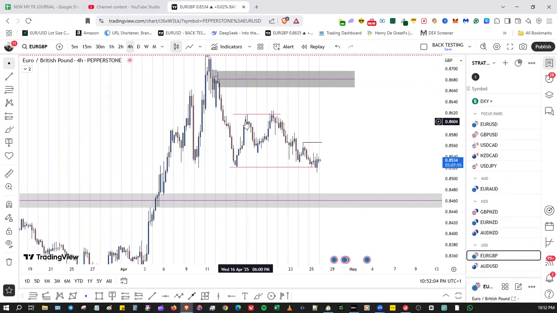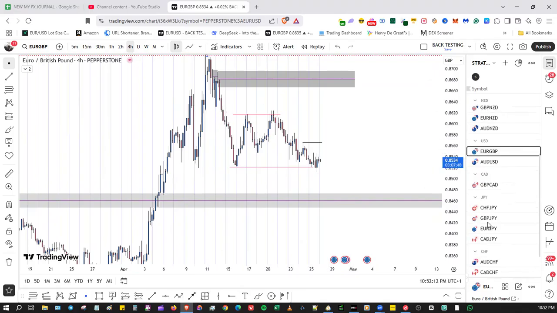Okay. So for this trade, there is no entry. It's still a hold. We have taken partial profit. Of course, we are holding to see what price does here.